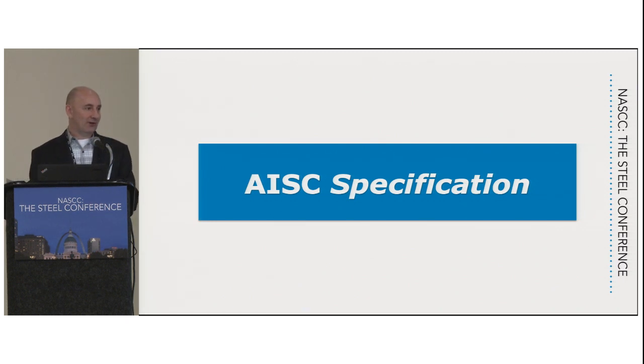How do I design welds for columns? If it's an axially loaded member, it's kind of a problem trying to figure out what the required strength of that weld is.